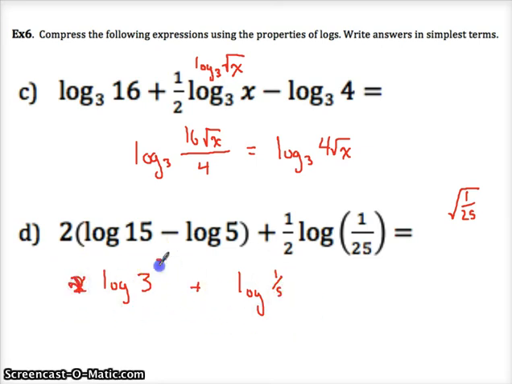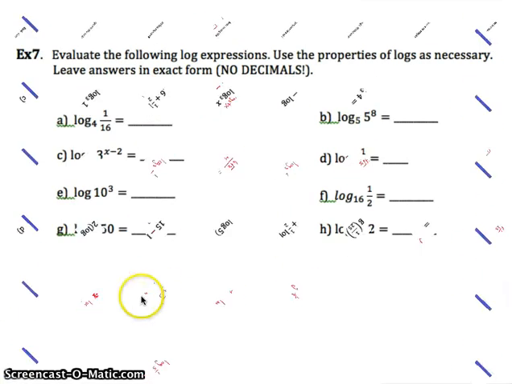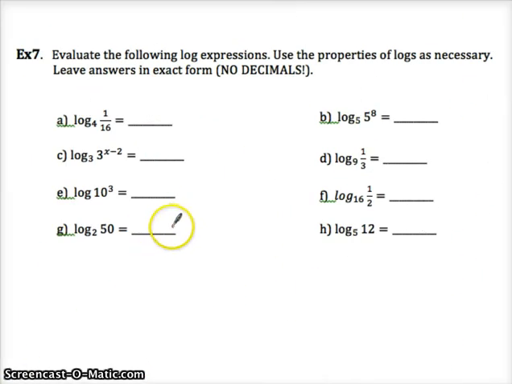This is like saying 3 squared. I can multiply these. This is like saying log of 9 times 1/5. I'll just say 9/5. Okay, almost done here.